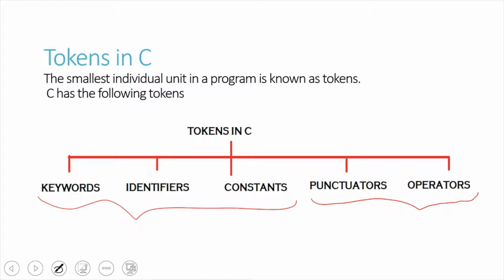Next, we will study about the various tokens in a C program. So first of all, what is meant by token? A token is the smallest individual unit in a program, and there are 5 different types of tokens in C language. So let's see them one by one.